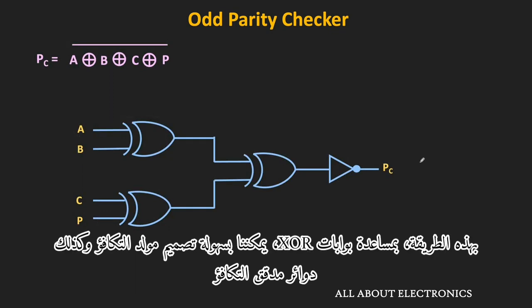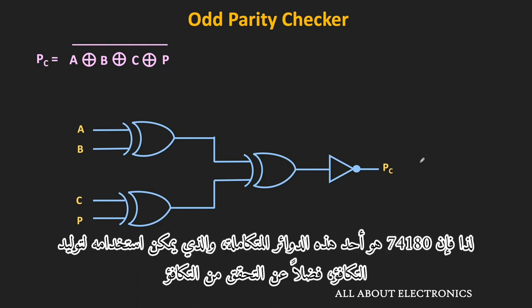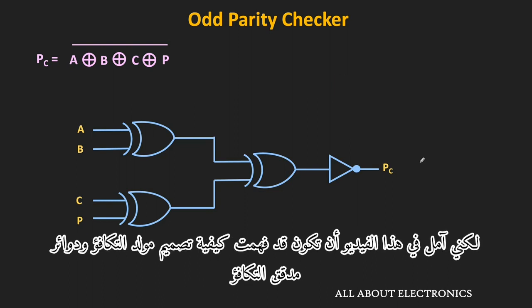So in this way, with the help of the XOR gates, we can easily design the parity generator as well as the parity checker circuits. And if required, one can also use the readily available IC for this parity generation as well as the parity checking. So this 74180 is one such IC which can be used for the parity generation as well as the parity checking. But I hope in this video you understood how to design the parity generator and the parity checker circuits.